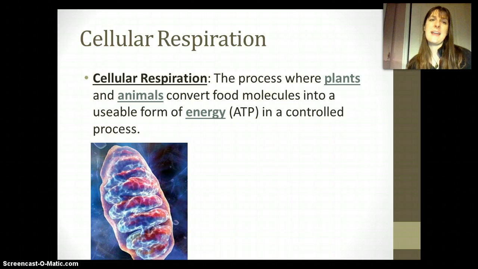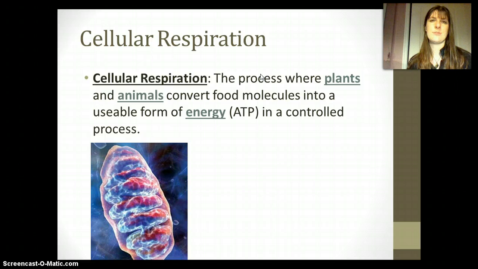So first, let's just define cellular respiration. It's the process where plants and animals convert food molecules into a usable form of energy in the form of ATP in a controlled process. If we break down this word, we can kind of see what it means. Cellular, having to do with the cell, and then respiration.